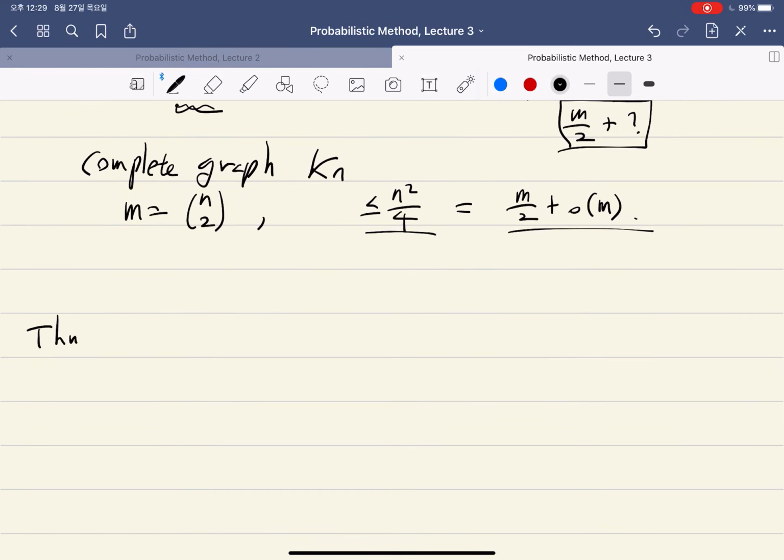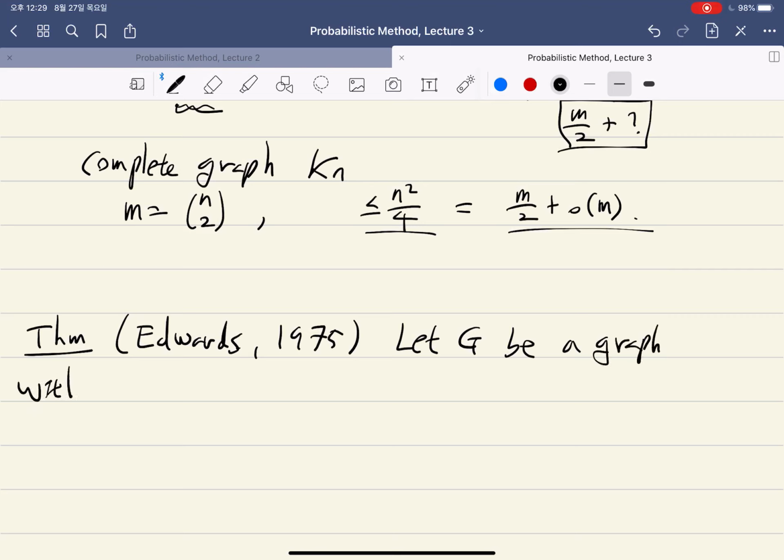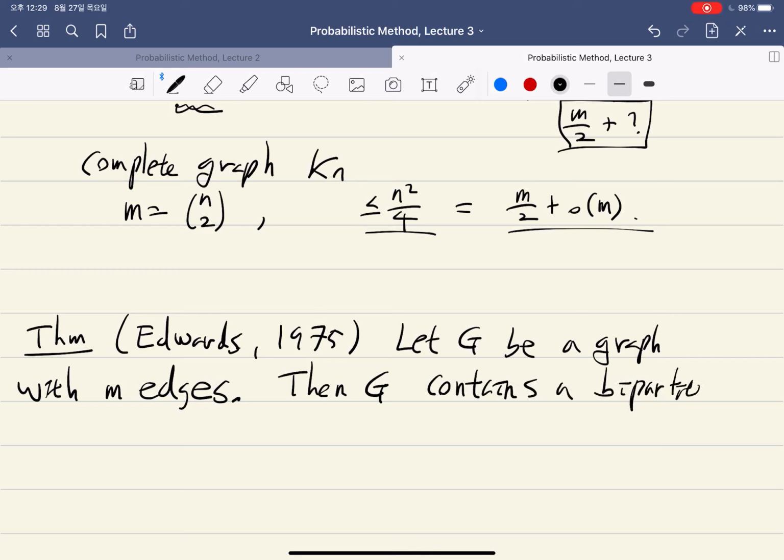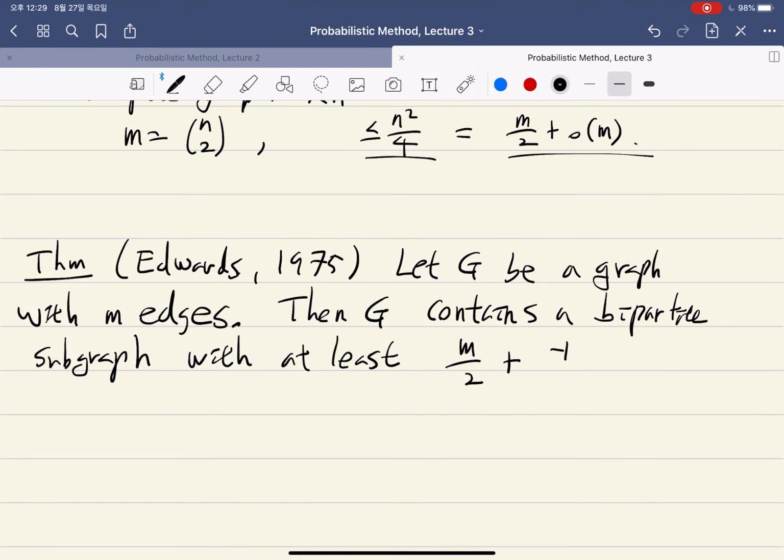And indeed, Edwards showed that you can actually improve this a bit more. So if we have a graph G with m edges, then G contains a bipartite subgraph, or we can just say it has a max cut, of size at least m over 2 plus (negative 1 plus square root of 8m plus 1) over 8 edges. So here, this is roughly square root of m.